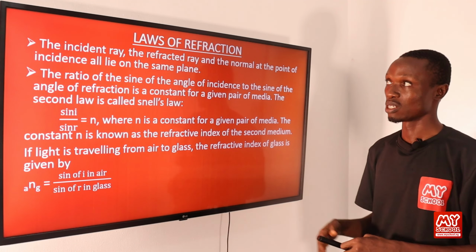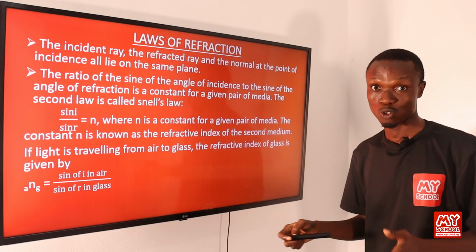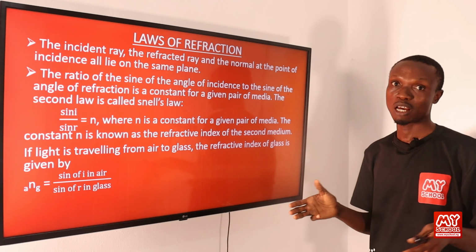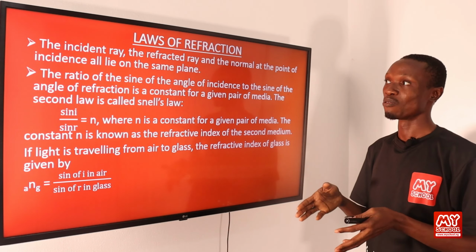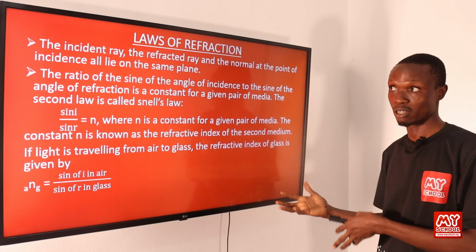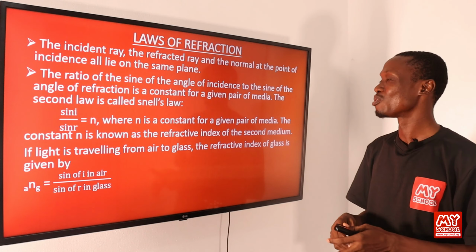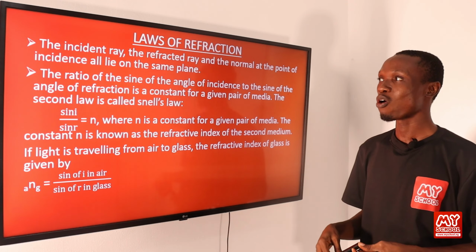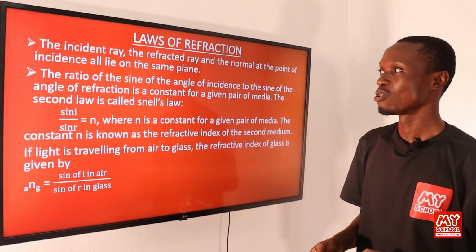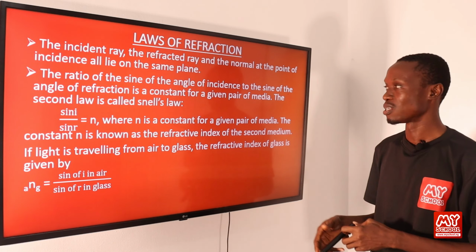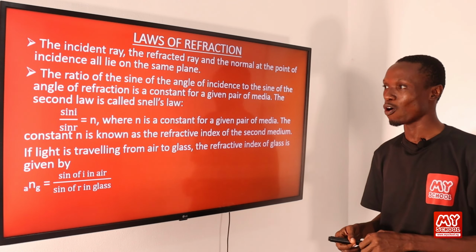Now, we are going to be stating the laws of refraction. Just like the laws of reflection, they are two in number. The first one is similar to the first law of reflection, the only difference being that instead of saying reflected ray, you use the words refracted ray. So the first law says that the incident ray, the refracted ray, and the normal at the point of incidence all lie on the same plane. While the second law states that the ratio of the sine of the angle of incidence to the sine of the angle of refraction is a constant for a given pair of media.